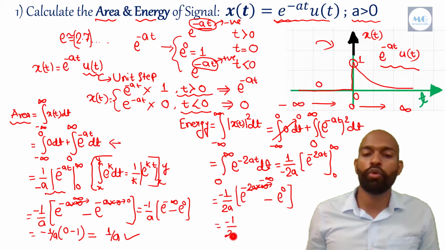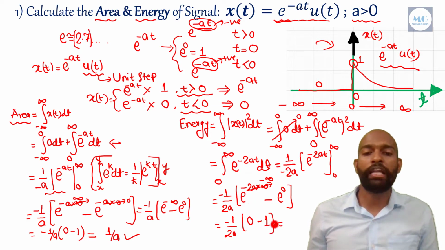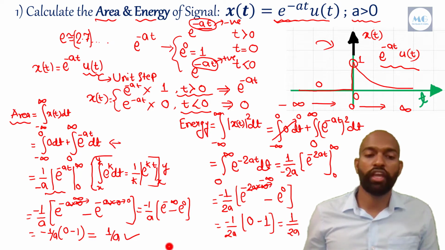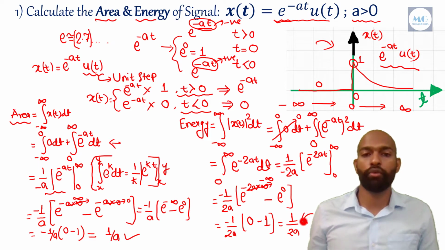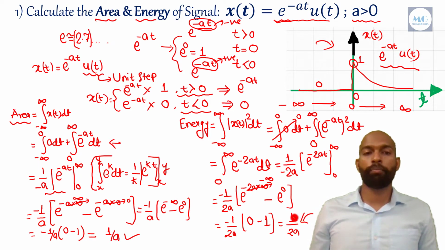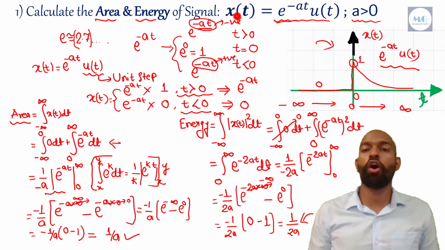Minus 1 by 2a, e to the power minus infinity is 0 and e to the power 0 is 1. So ultimately it will become 1 by 2a. So area is 1 by a and energy is 1 by 2a. This way we found the area and energy of this exponential function.